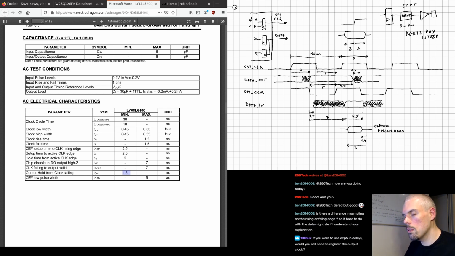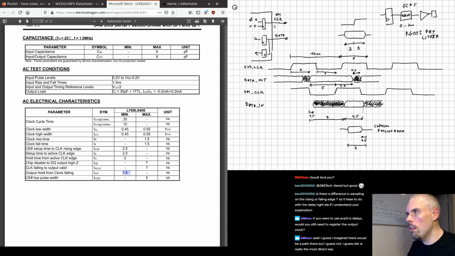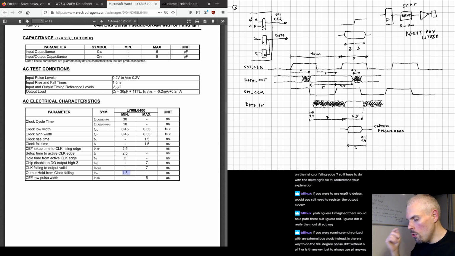For output clocks, I'm not entirely sure, but I would definitely still say using an I/O register is the best way to make sure that you have a known phase relationship between the clock and your data, and then using the I/O delays, you would use that.